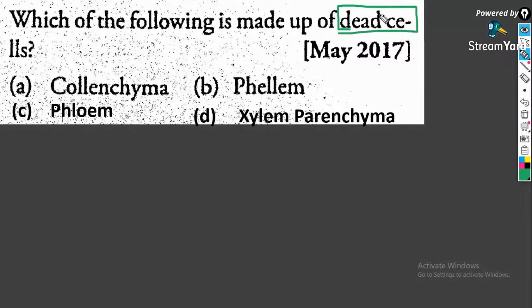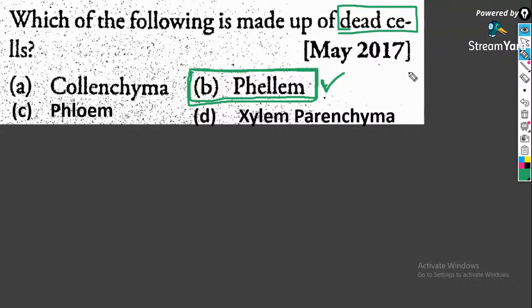It is phloem. Option B is the correct answer for the question. Phloem is made up of dead cells. Cork cambium undergoes periclinal division and cuts off thick-walled suberized dead cork cells towards the outside and phelloderm on the inner side.